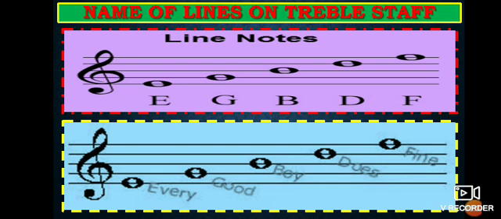Now you can see the one in blue color gave you a formula that will help you to remember every time. E stands for every, G stands for good, B stands for boy, D stands for does, while F stands for fine. So it gives us every good boy does fine. Everybody say that.